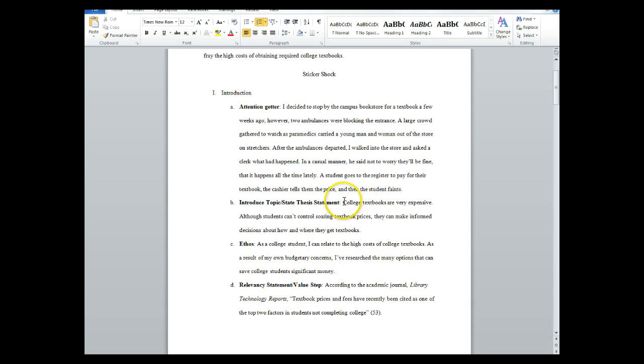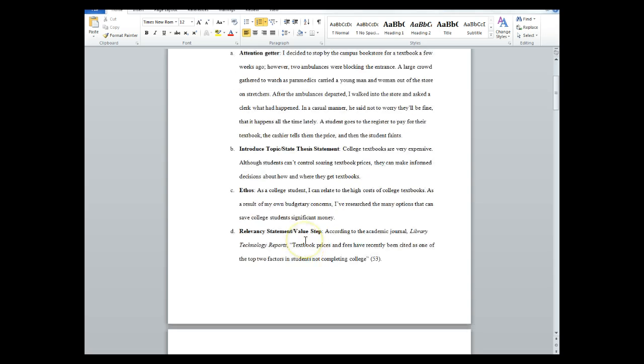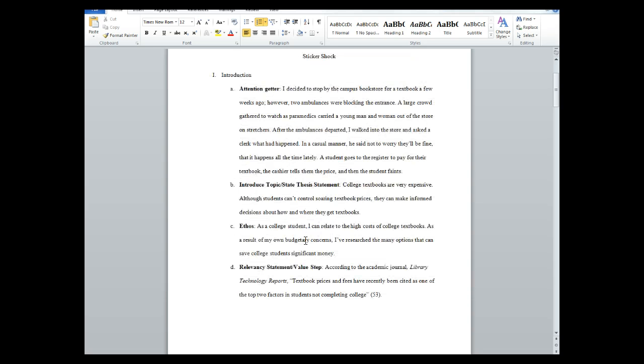So they're using a very humorous narrative to lead into the topic, and that's typically where you have the thesis statement, right? That textbooks are expensive. This student in particular is going to tell you how to save money on them. Then you can go into the ethos. And one thing too, just to mention, so I have it as attention getter, thesis, ethos, relevancy, and preview. You don't have to follow that exact format.